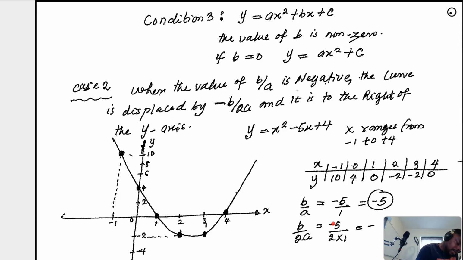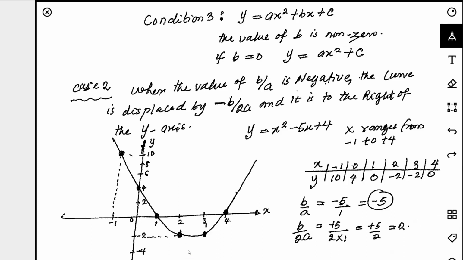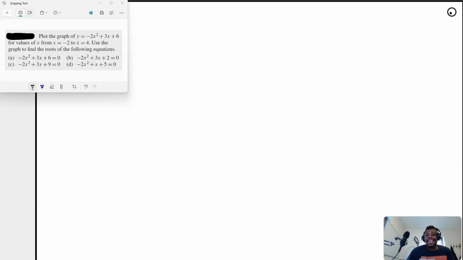So minus times minus will be plus. So that will be plus 5 over 2. So this will be 2.5. Okay, sorry, 2.5. This will be 2.5. 2.5 simply means here. So you can see that the curve is symmetrical at x equals 2.5. So that is the point there. Easy. Now let's continue. So now let's take a full example and put everything we've learned into use.